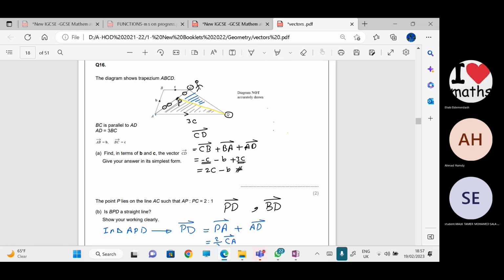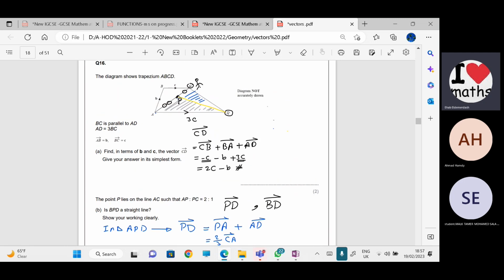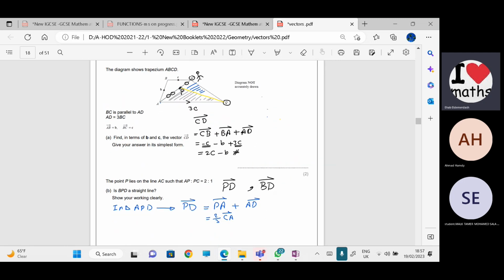My second one. I get the first part, guys, as 2/3 of CA plus AD. AD is fine, AD is very good, it is 3C, there is no problem. So I have my mission to translate this part, so I can rewrite PD as 2/3 of CA plus 3C.